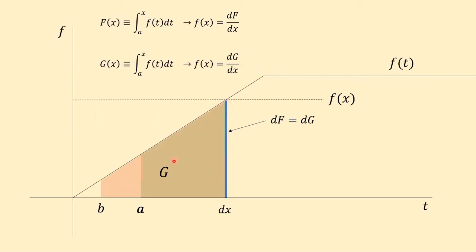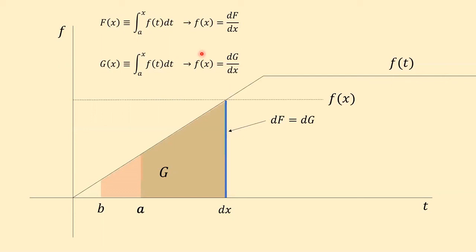So both big G and big F will give you lowercase f when you take the derivative. See that here? You can take the derivative of the formula for area F with respect to x, and that will get you f of x, or you could take the derivative with respect to x of big G. That will also give you lowercase f.